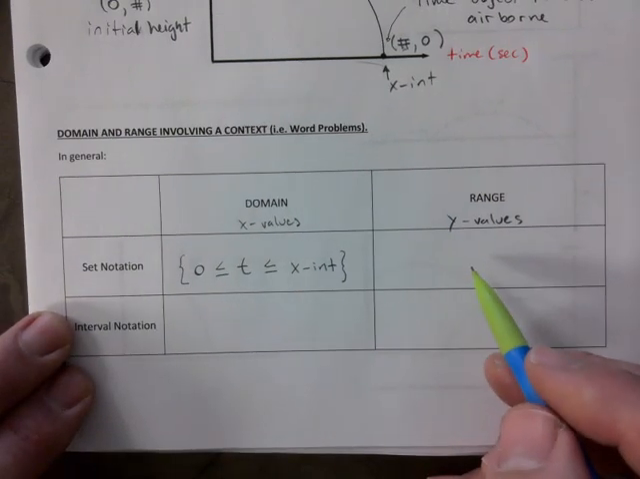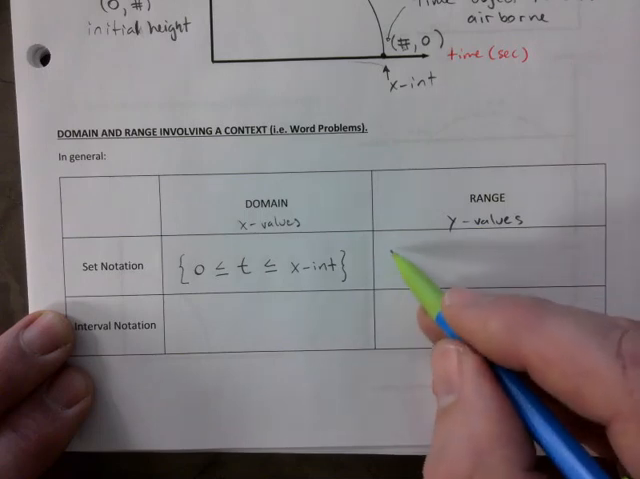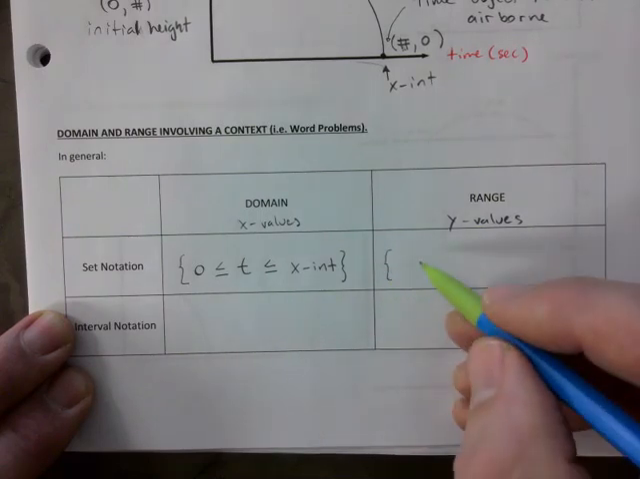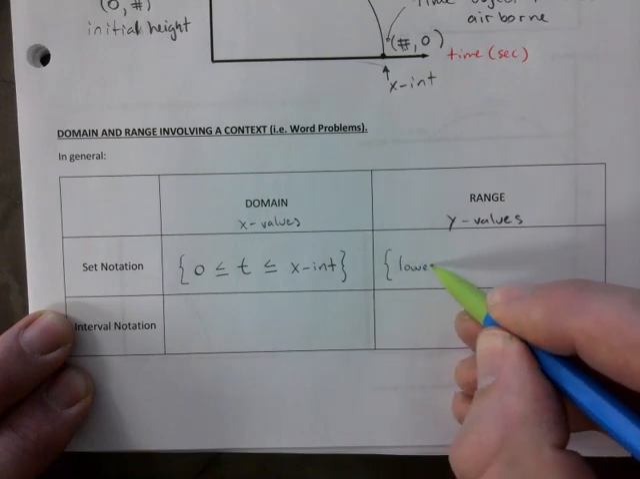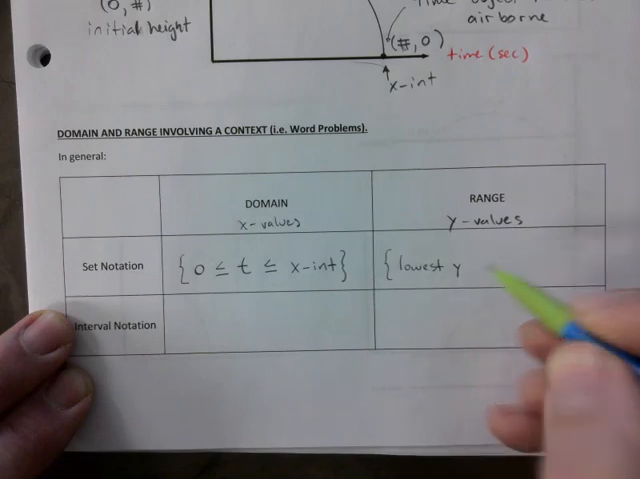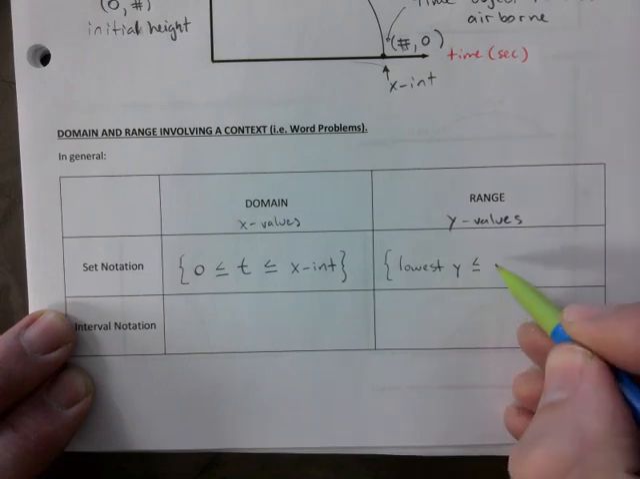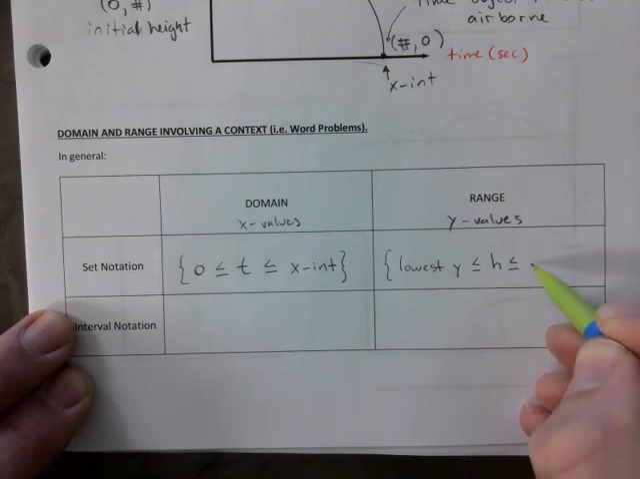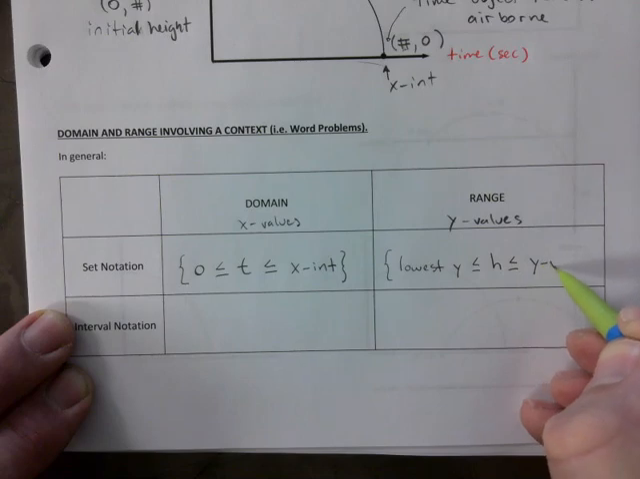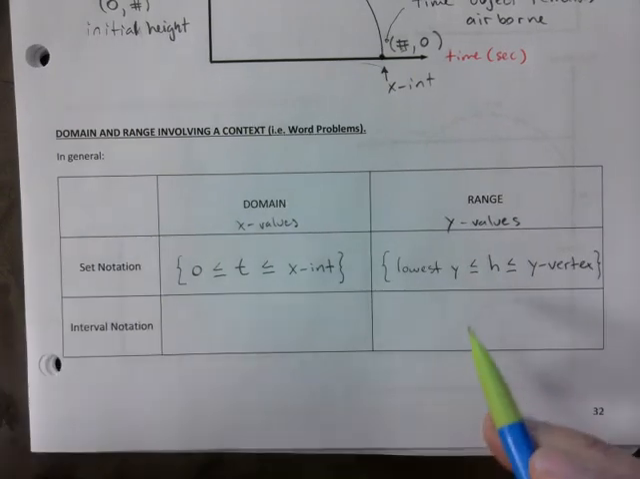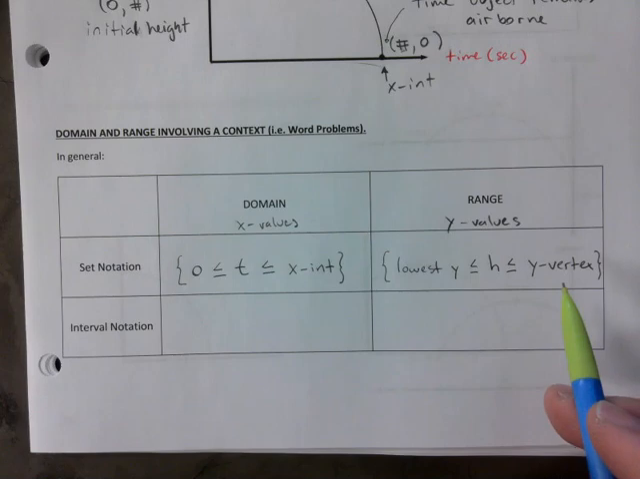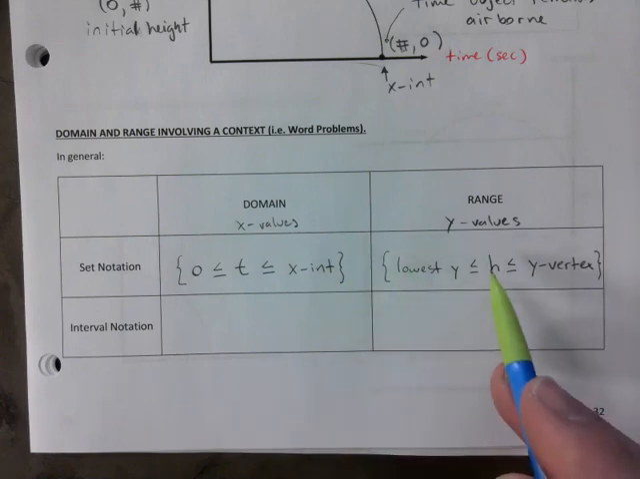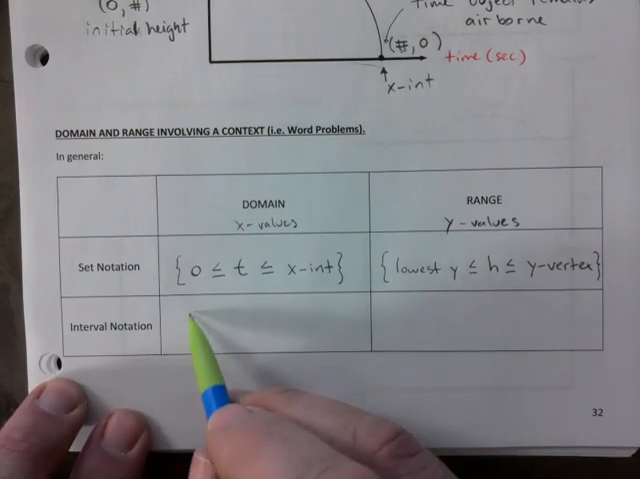Set notation for range, in this case, I'm just going to say this. It's the lowest y, like this, and then what's our variable here? It is h, correct? And then this is going to be the y of the vertex. Okay. That's set notation. If you want interval notation, that's much easier.